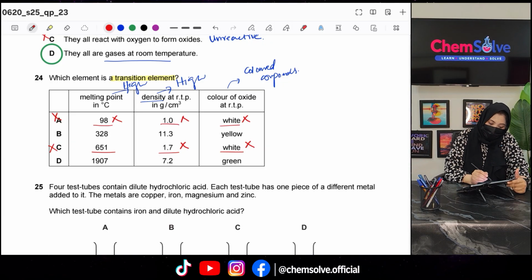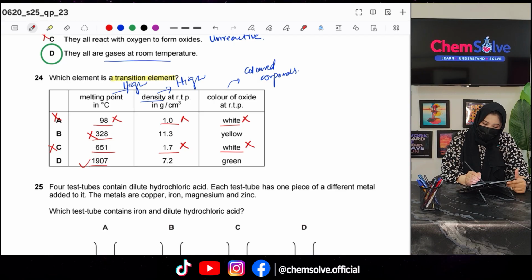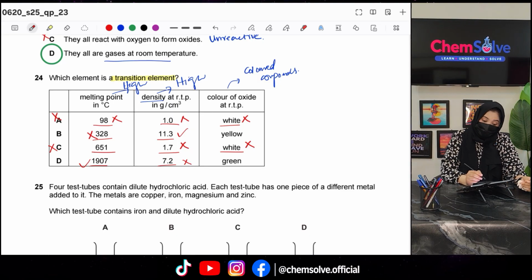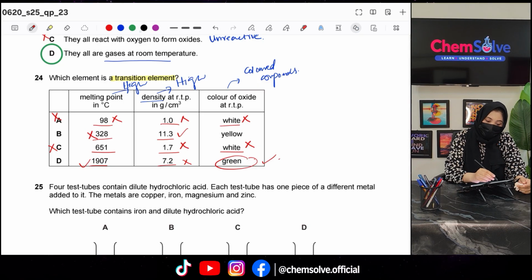Okay, now look at option B and D. The density of B is relatively higher as compared to this. Melting point is much higher. This is 328, this is 1907, it is much higher. Its density is higher, its density is lower, but there is a lesser difference as compared to melting point, and it is also green. So I will go with the option D.